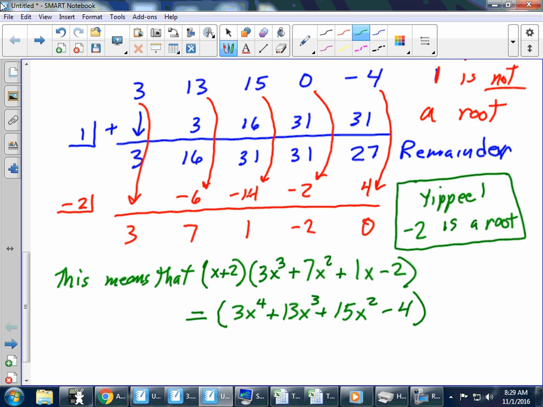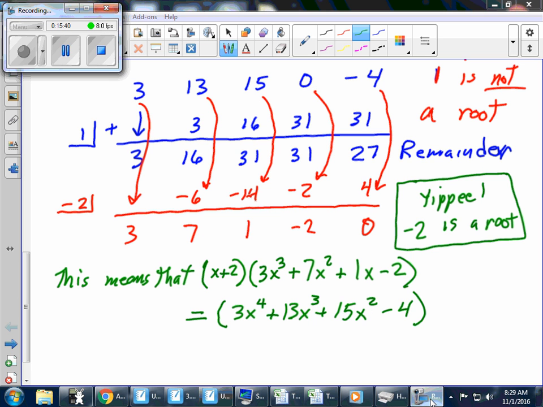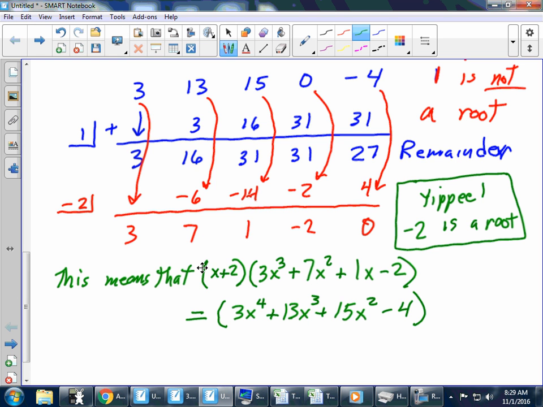Oh, man. See, that's progress. I know that's painful. I know we've been into it 15 minutes. But we didn't have this before. We didn't know that x plus 2 is a factor of this, and we didn't know that 3x cubed plus 7x squared plus 1x minus 2 is a factor of that. To me, that's great. Javier, are you thrilled? No, that's progress.